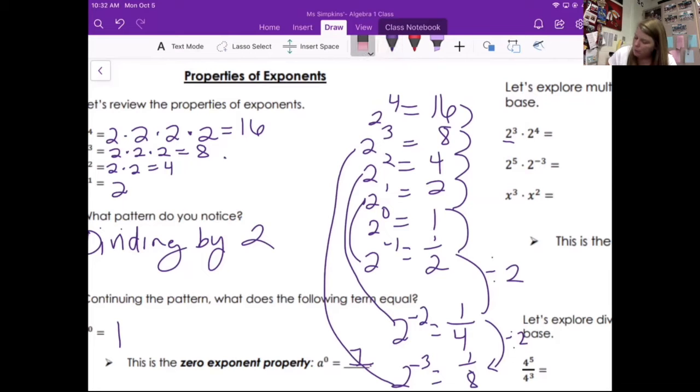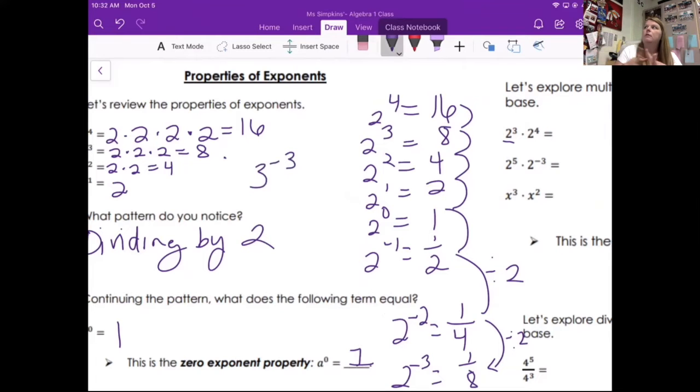So for example, what if we had 3 to the negative 3? Before you do anything, what would 3 to the positive 3 be? So 3 times 3 is 9. 9 times 3 is 27. But we want to take this 27 and we want to put it in the denominator under a 1 because that exponent is a negative. You are not allowed to have negative exponents.